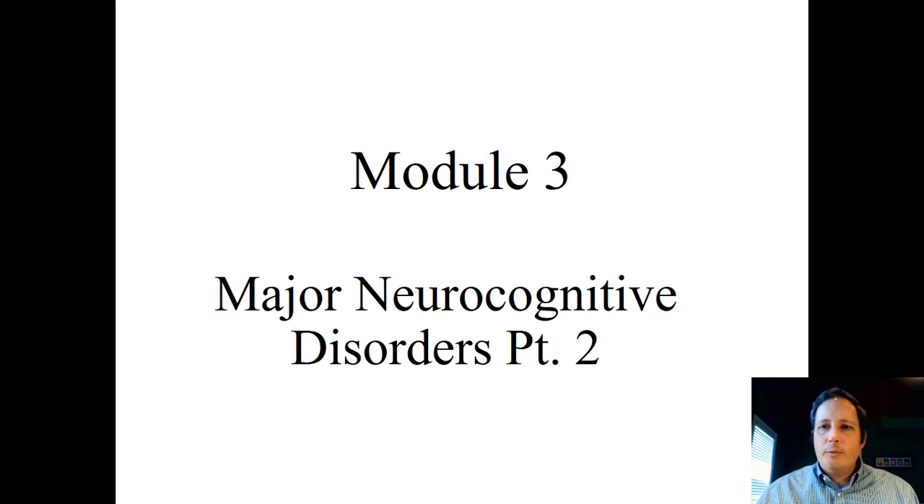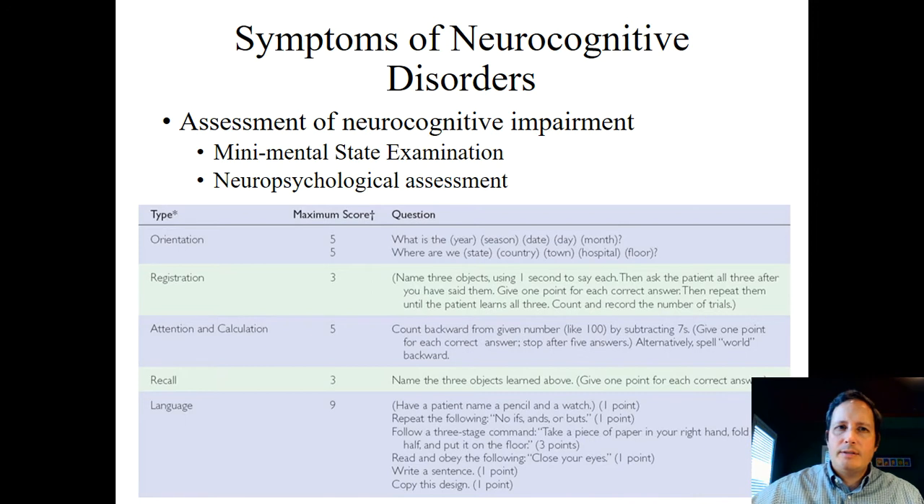So, Module 3, we're going to continue talking about major neurocognitive disorders and getting into a little more depth. And the first thing is, how do we go about assessing these types of issues as they come up? One of the ways, and very common, is doing what we call the Mini-Mental State Examination. And it is something that is pretty standardized. If you go in to see a psychologist and they have any questions about your mental state, they're going to ask you a series of questions.